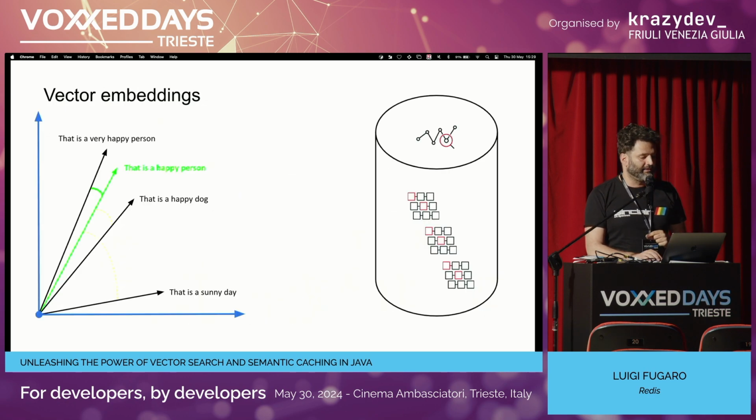So the smaller the angle, the greater the similarity.